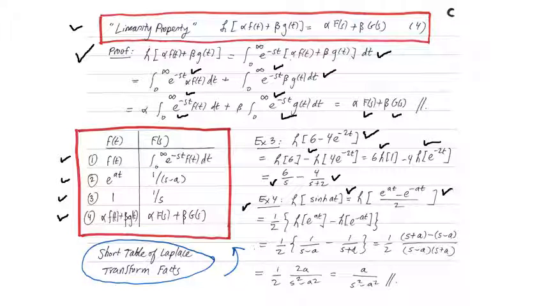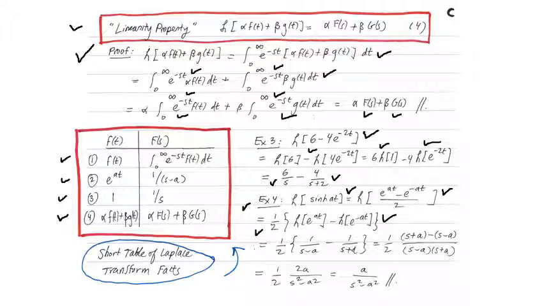So the first thing I did here was I just plugged in the definition of hyperbolic sine, which hopefully the student has seen before. Then I used linearity to pull out the 1/2, and that just leaves the Laplace transform of e to the at minus the Laplace transform of e to the minus at.